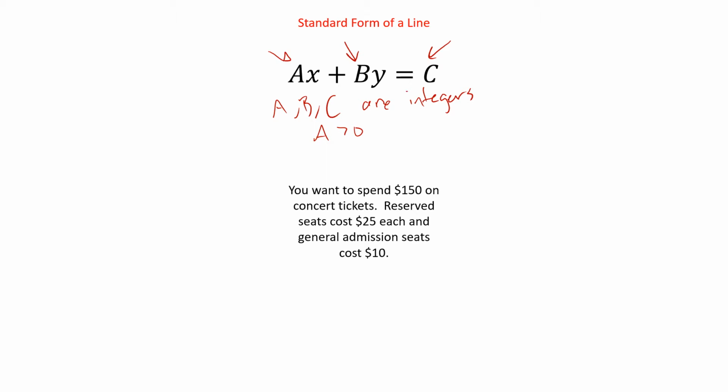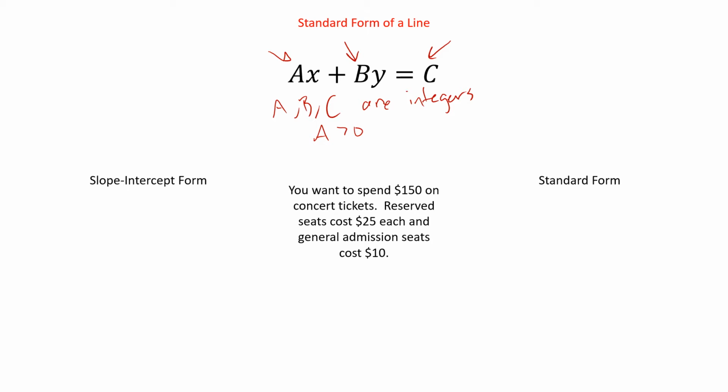You want to spend $150 on concert tickets. Reserve seats cost $25 each, and general admission seats cost $10 each. We want to form a linear equation to see how many different types of concert tickets we can buy. If we were to do this in slope-intercept form, it's really not very easy to put this directly into slope-intercept form. So we're actually going to start out with standard form. For standard form, we need two variables. We need x and y.